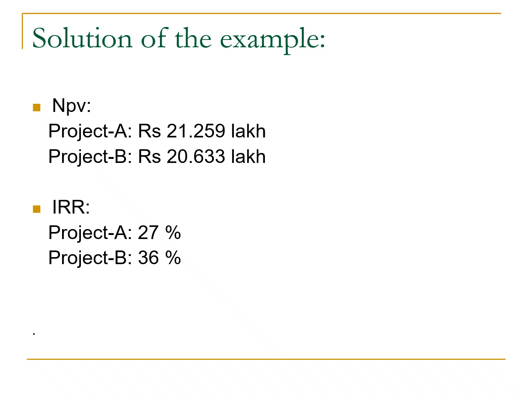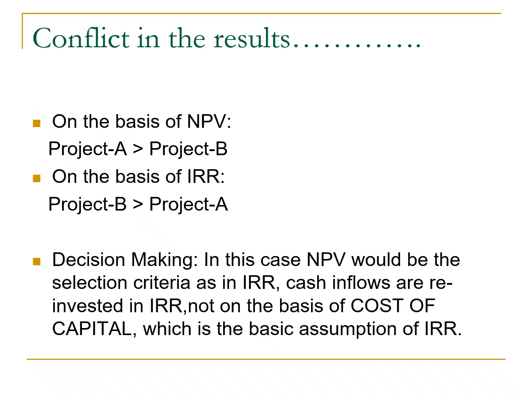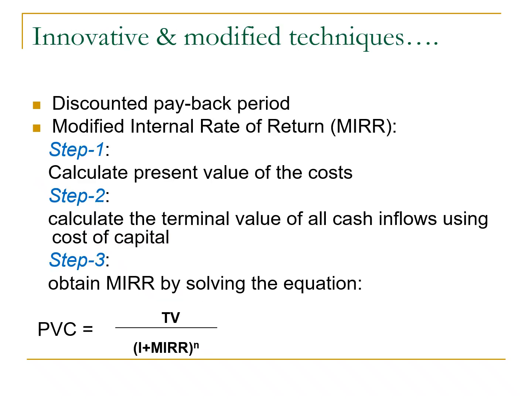Solution for the example: NPV of project A equals rupees 120.259 lakh, project B rupees 20.633 lakhs. IRR of project A is 27%, project B 36%. On the basis of NPV, project A is greater than project B. On the basis of IRR, project B is greater than project A. So in this case, decision making, NPV would be the selection criterion, because in IRR, cash inflows are reinvested at the IRR, not on the basis of cost of capital, which is the basic assumption of IRR.